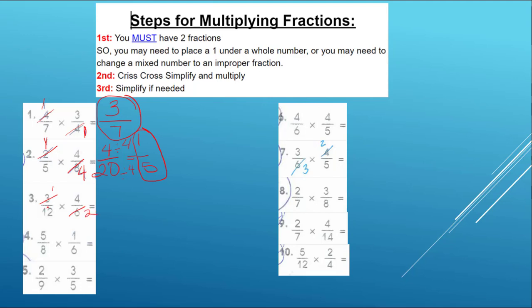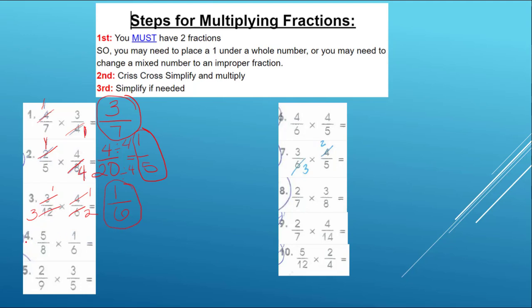Okay, what about the 12 and the 4? Well, those both can be divided by 2, but that's not the biggest thing they can be divided by. They can both be divided by 4. 4 divided by 4 is 1. 12 divided by 4 is 3. So now I can multiply. 1 times my 1 is 1. 3 times my 2 is 6. Third step, see if it needs to be simplified, and it doesn't. So that is our answer.